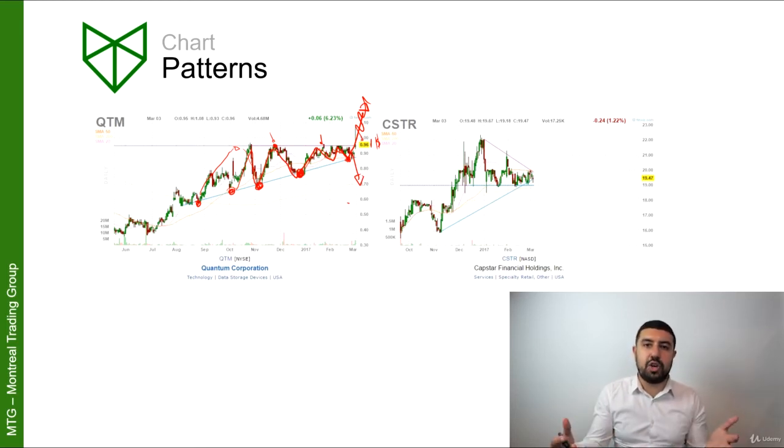Most likely, it's not 100%. There's no 100% here. It's always probabilities, right? And we're adding probabilities in our favor.